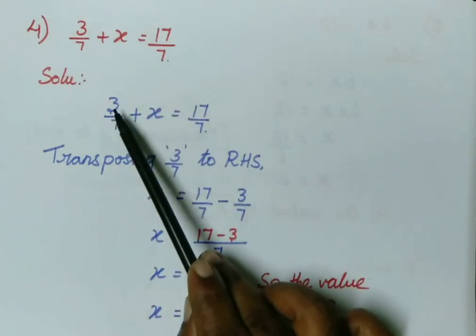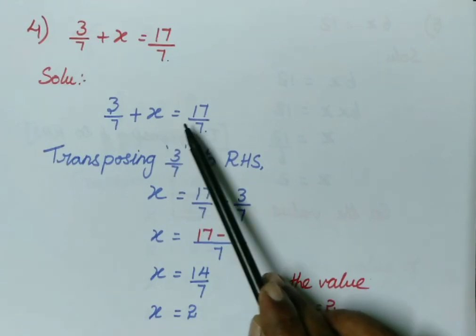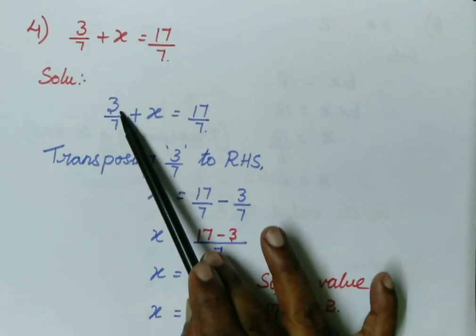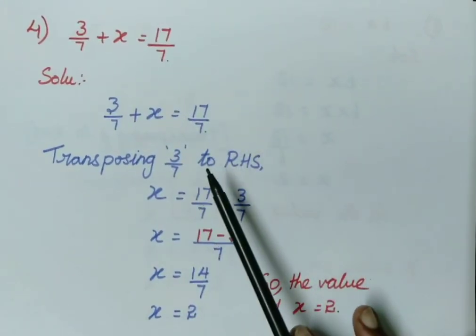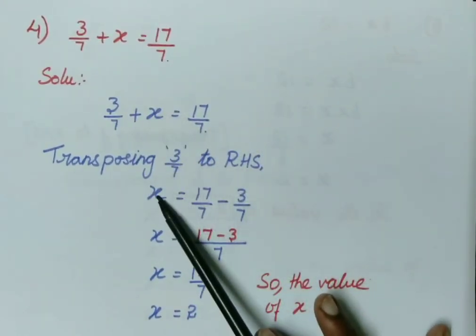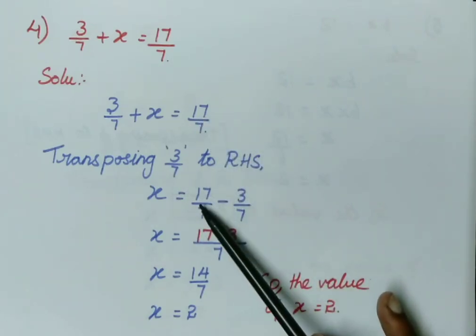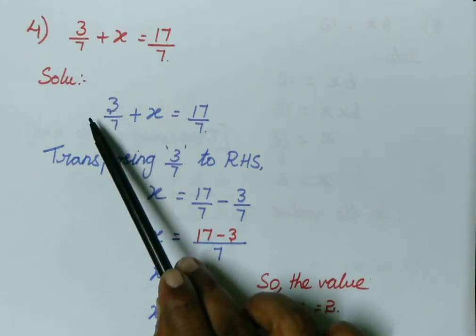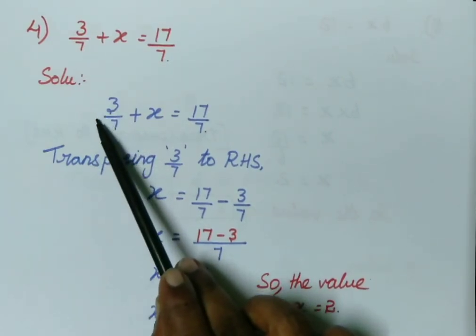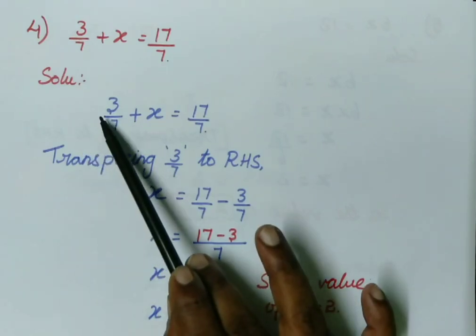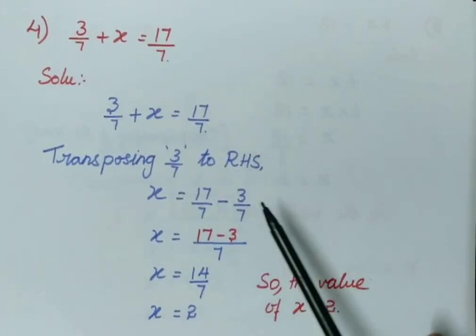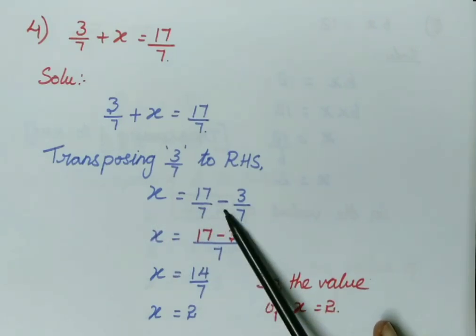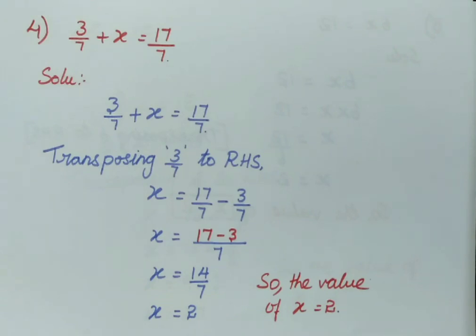So write the question as it is, 3 by 7 plus x equals 17 by 7. Same method, transposing 3 by 7 to the right hand side. So x will remain in the same place, 17 by 7 will be in the same place, but 3 by 7 belongs to positive, because we don't have any sign over here. So when a positive number crosses the equal to sign, it will become negative. So x equals 17 by 7 minus 3 by 7.